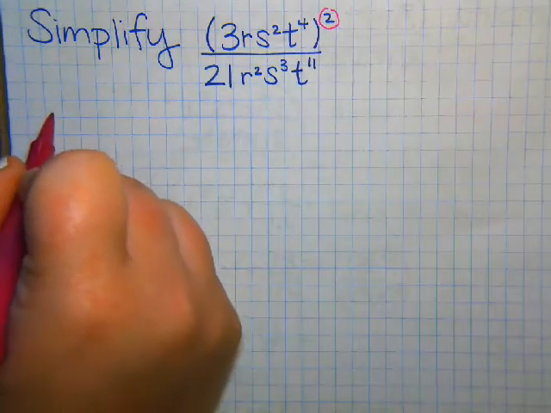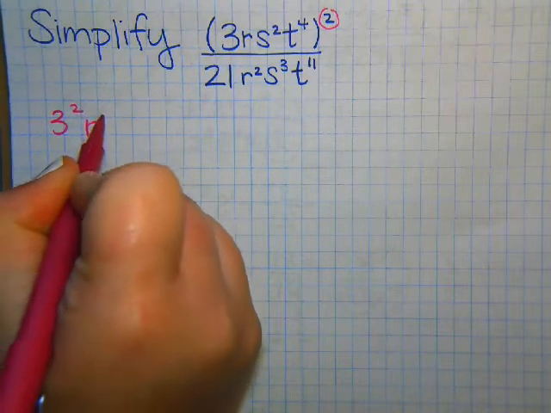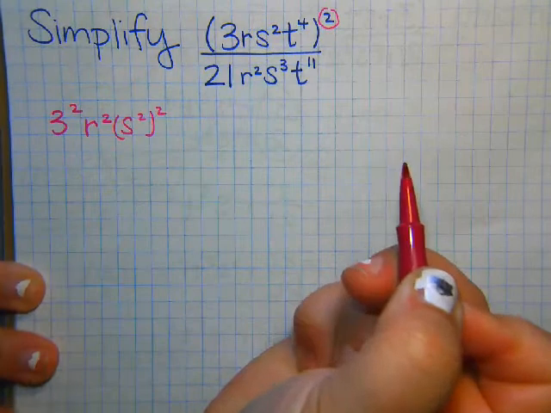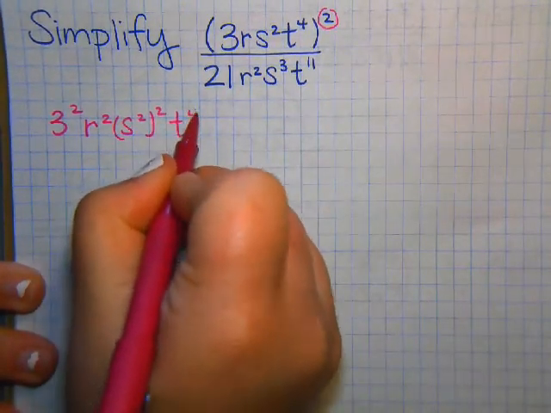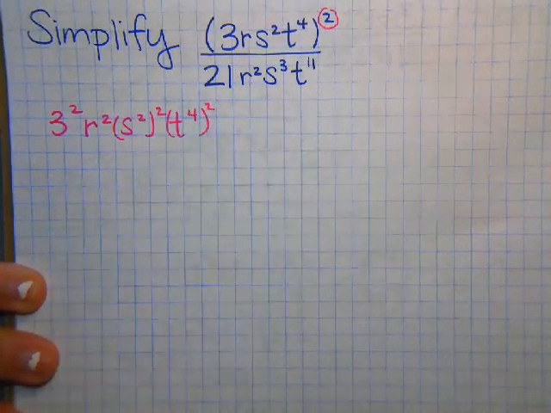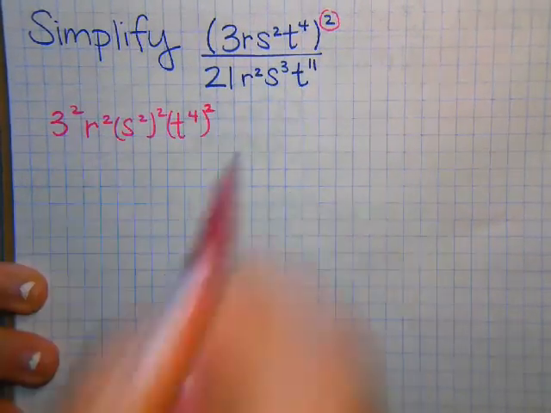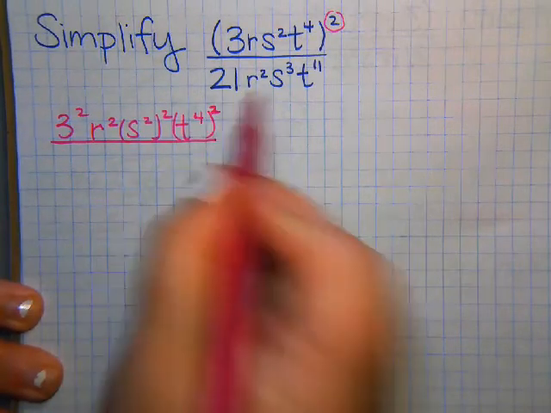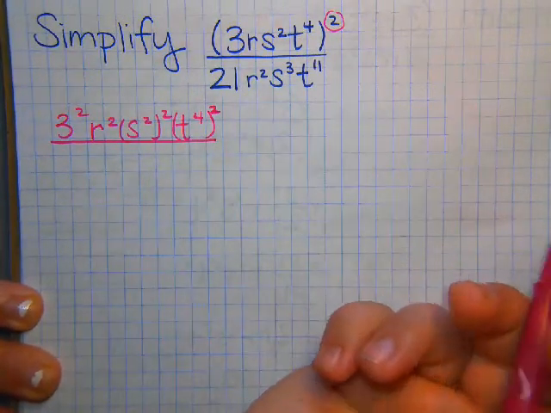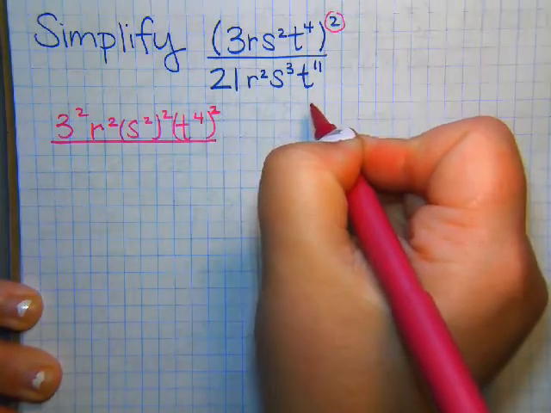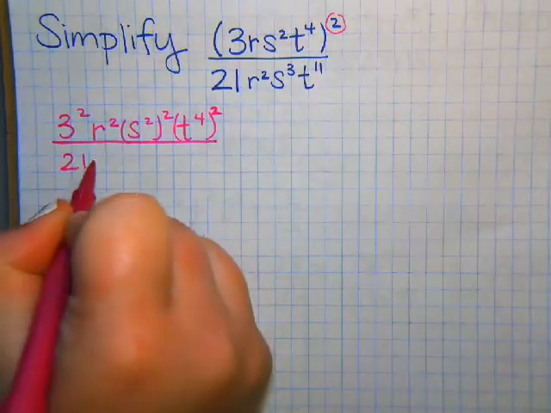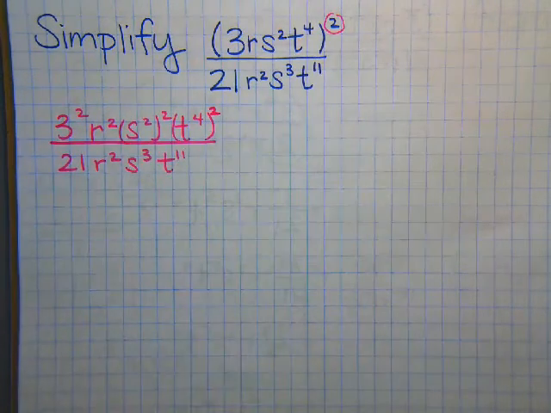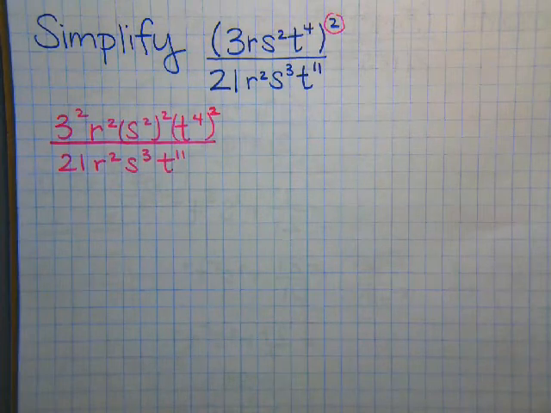So that means I'm going to get 3 squared, r squared, s squared squared, whew, okay, and t to the 4th squared. So notice I just took every single thing and I raised it to the power. And then all over, don't change the denominator. The denominator is not in parentheses. If the whole thing was, then yes, you would, but it's not. So 21 r squared s cubed t to the 11th power. All right, so that was step 1. Do the stuff outside the parentheses.